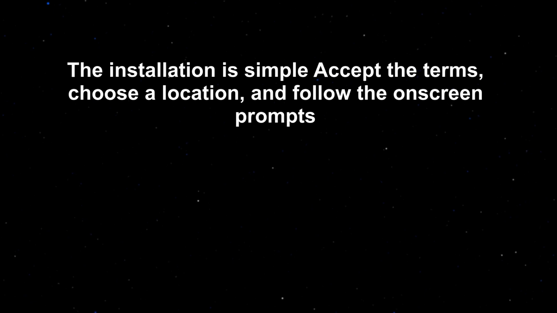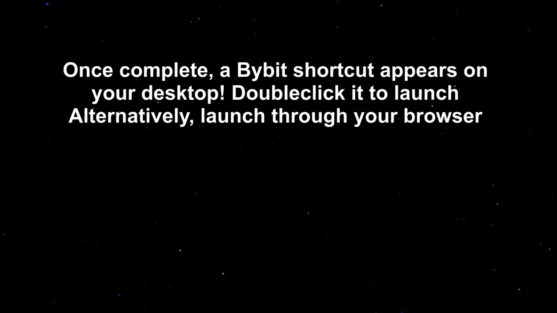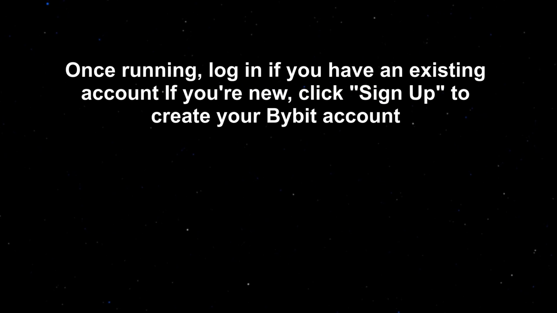Accept the terms, choose a location, and follow the on-screen prompts. Once complete, a Bybit shortcut appears on your desktop. Double-click it to launch. Alternatively, launch through your browser. Once running, log in if you have an existing account. If you're new, click Sign Up to create your Bybit account.